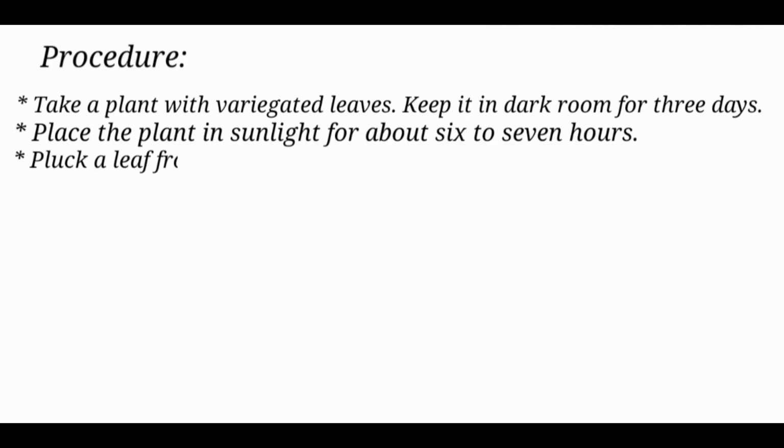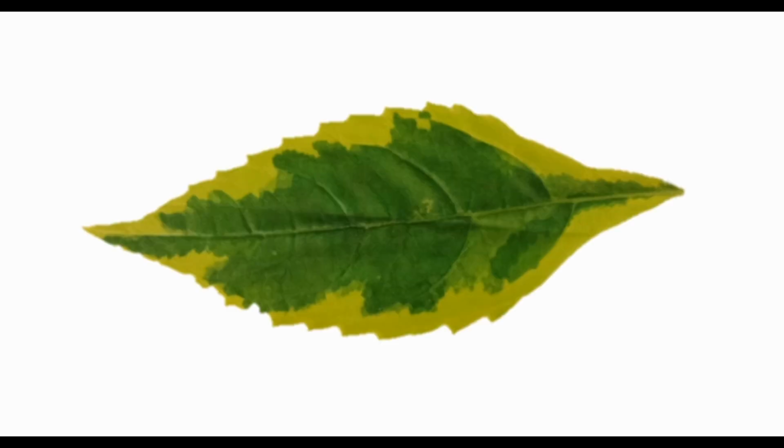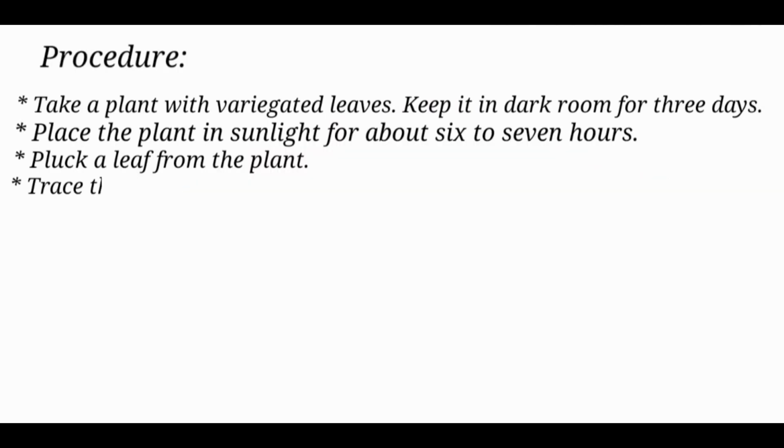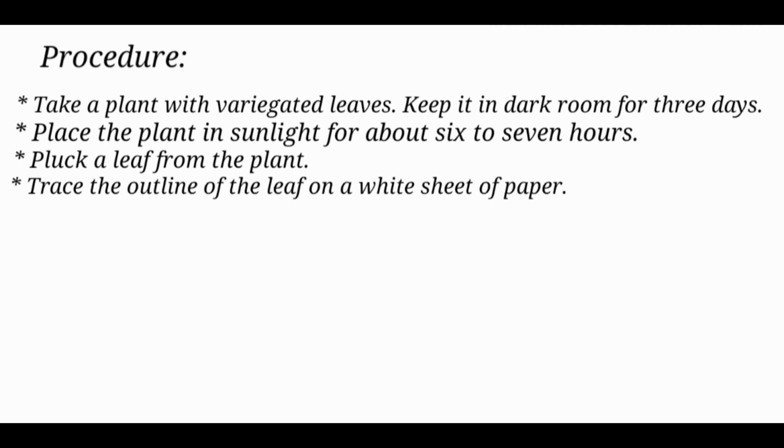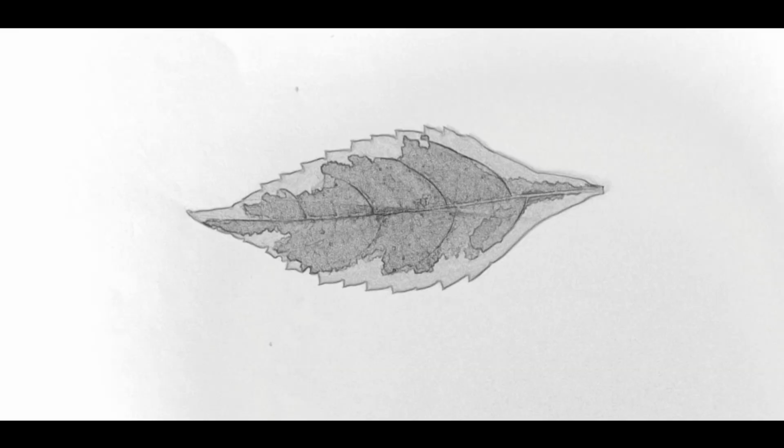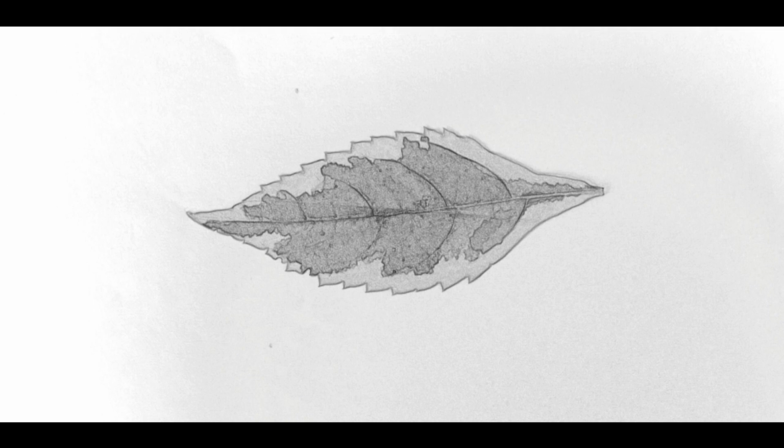Pluck a leaf from the plant. I have plucked a leaf from the plant. Trace the outline of the leaf on a white sheet of paper. Mark the green areas containing chlorophyll. I have drawn the leaf on a sheet of paper, marking the green areas present on it.